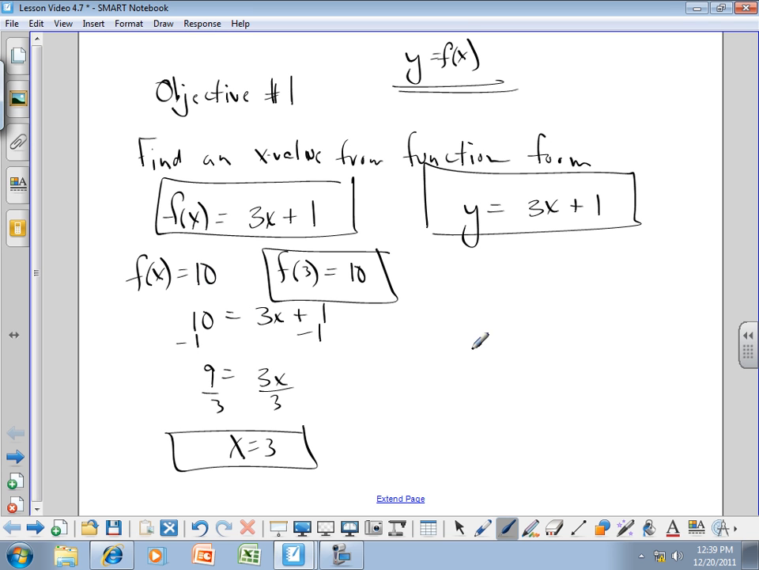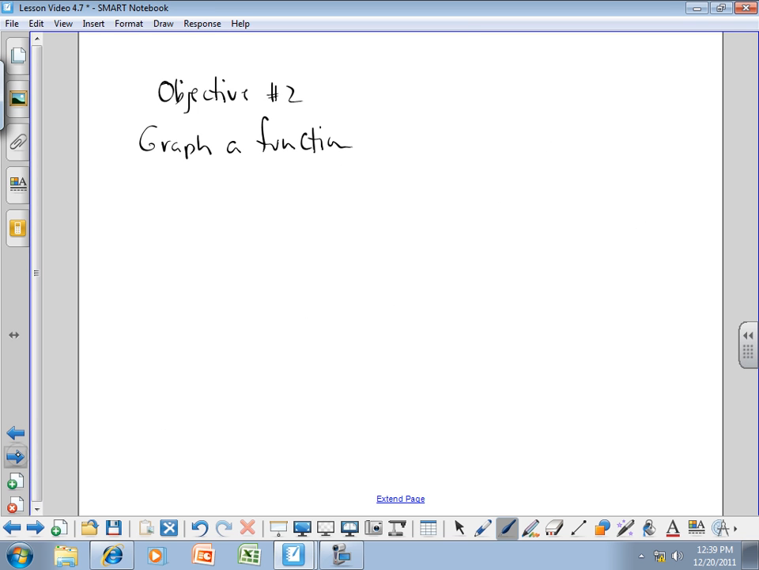Or whatever, all right? What if they would have said find f of 5? Well, then you would have put a 5 in for x, 15 plus 1, 16, and you could say f of 5 equals 16. F of 3 equals 10. F of 5 equals 16. All right, so those are some things with function form, what they're going to have you do.